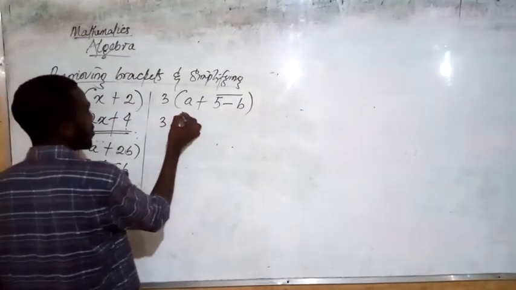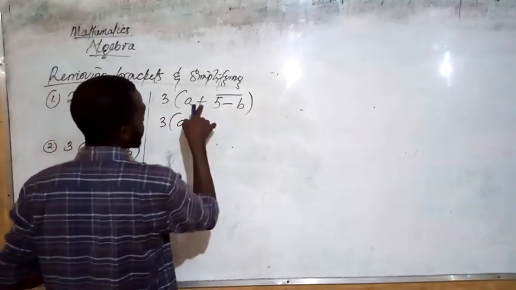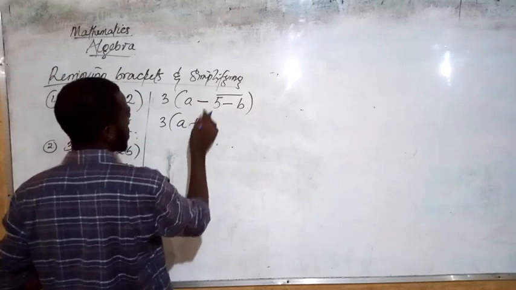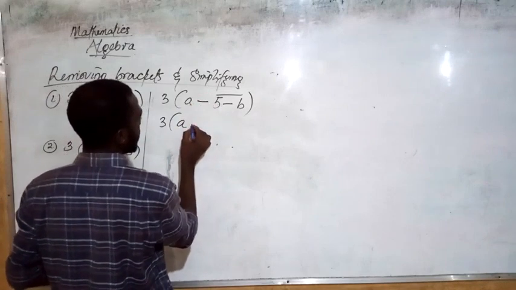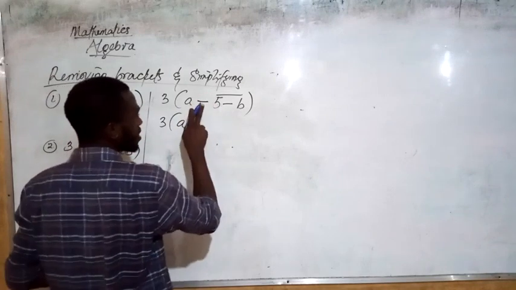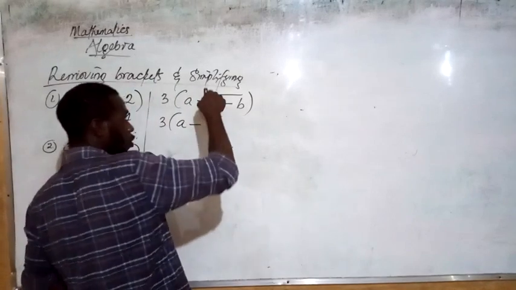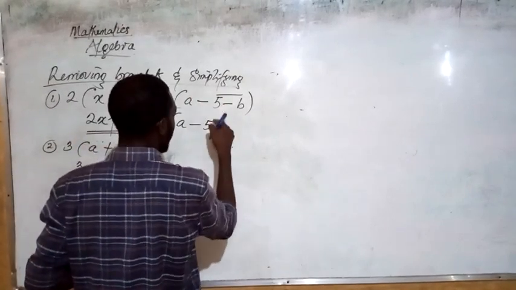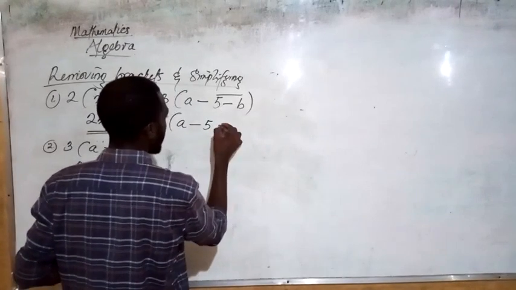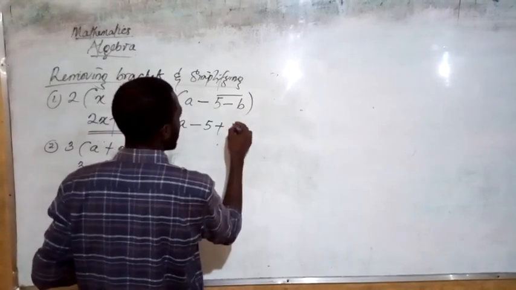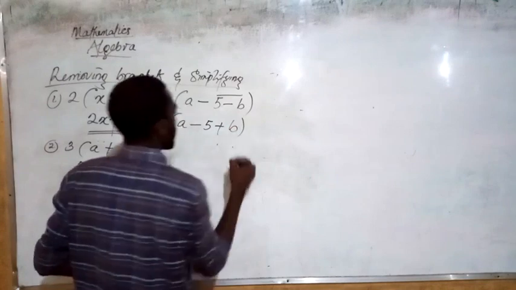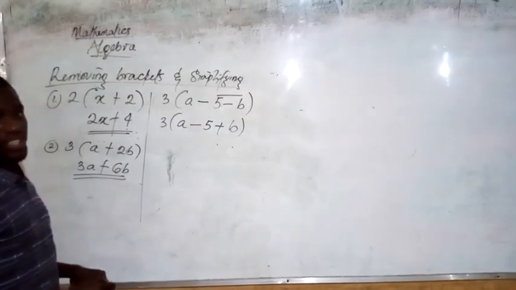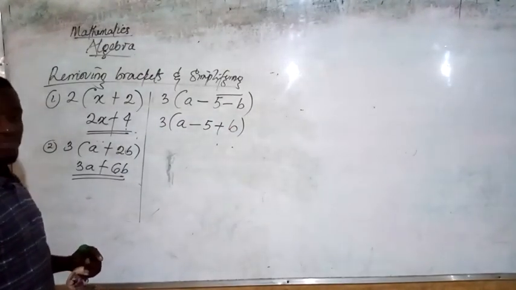So we have 3 open brackets a plus, no, let's put a minus here, for example. If a minus were here, then minus will be here. Now this minus is going to open this bracket. It's going to open this up as a bracket, and you have minus, then minus 5, then minus times minus is going to be plus, and you have b, close bracket. I hope that is clear.